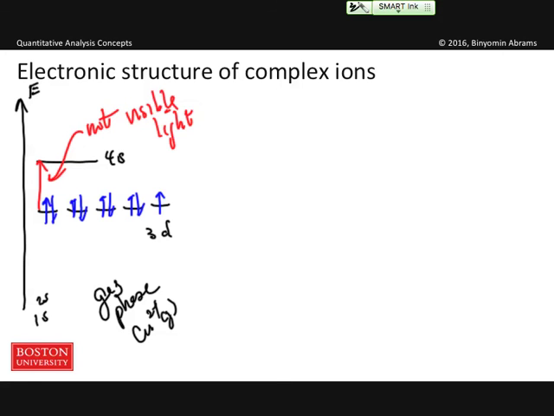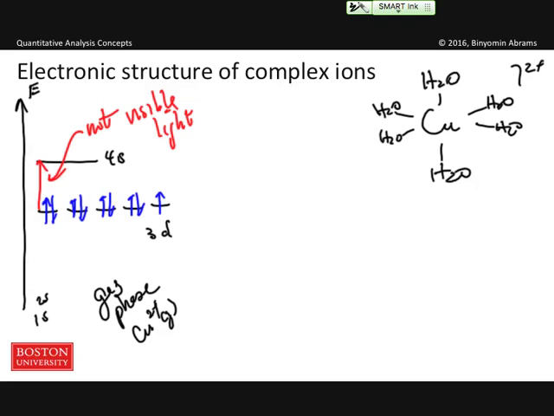What happens when the copper-2 ion goes into an octahedral crystal field? What an octahedral crystal field means is that the copper-2 ion is now going to be surrounded by 6 ligands, all surrounding the copper-2 to make an octahedral molecule.